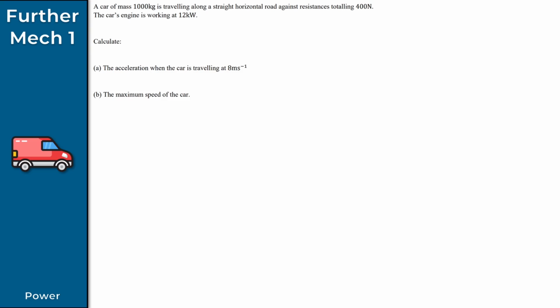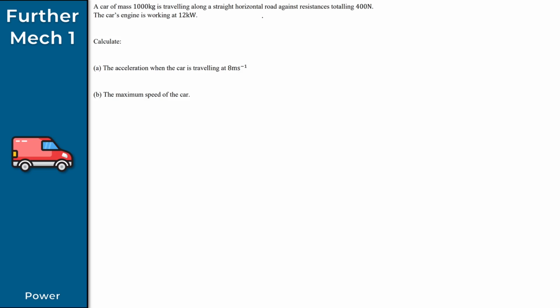So to finish with here then, let's just have a go now at the very last question for this video, question 2. Now, as we can see then for question 2 here, there isn't a whole lot going on. So what we've got here is a car of mass 1,000 kilograms that's traveling along a straight horizontal road against resistances totaling 400 newtons. We're then told that the car's engine is working at 12 kilowatts. And then for the first part of the question anyway, all we want to find then is the acceleration when the car is traveling at 8 meters per second.